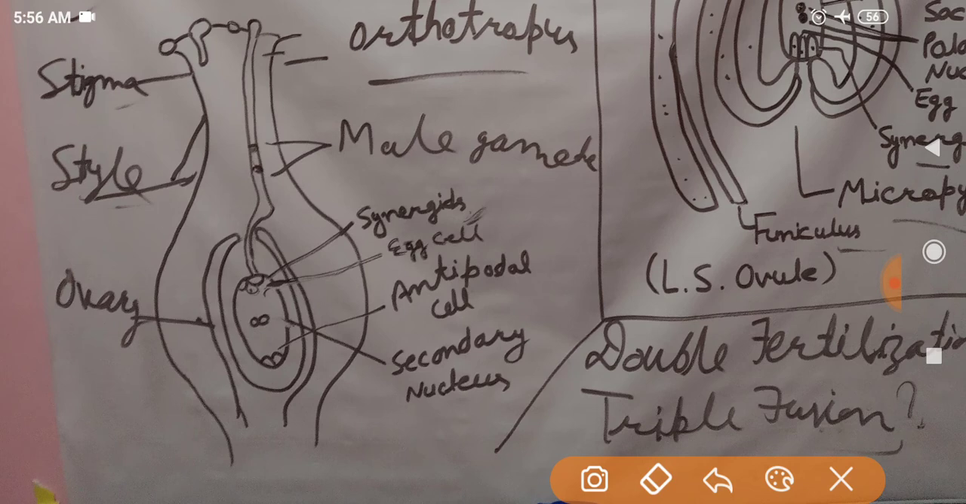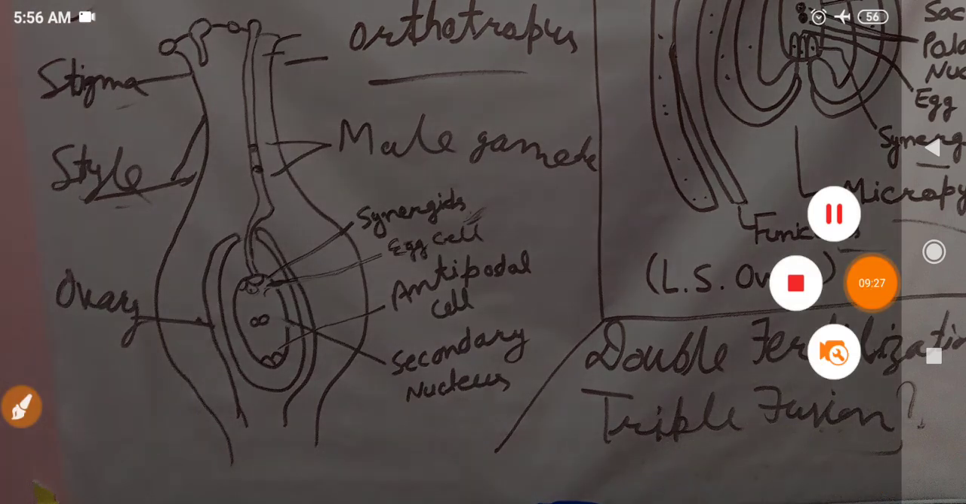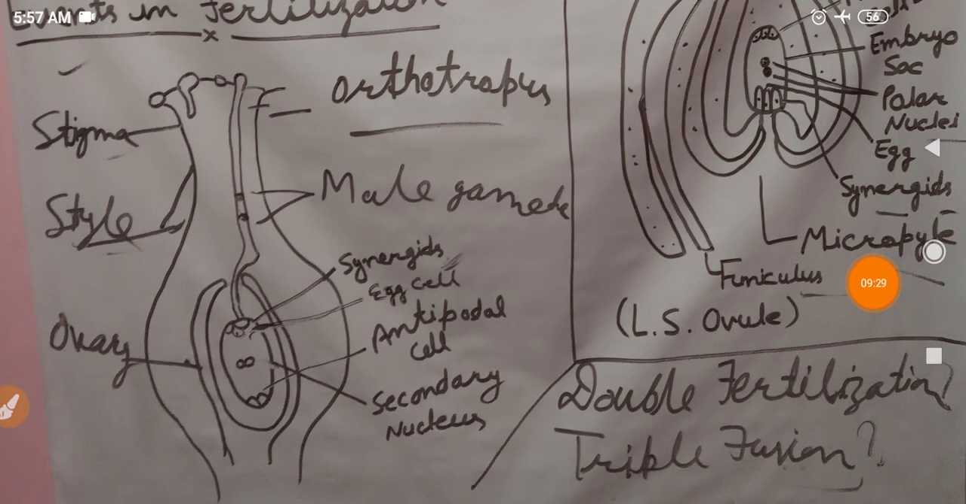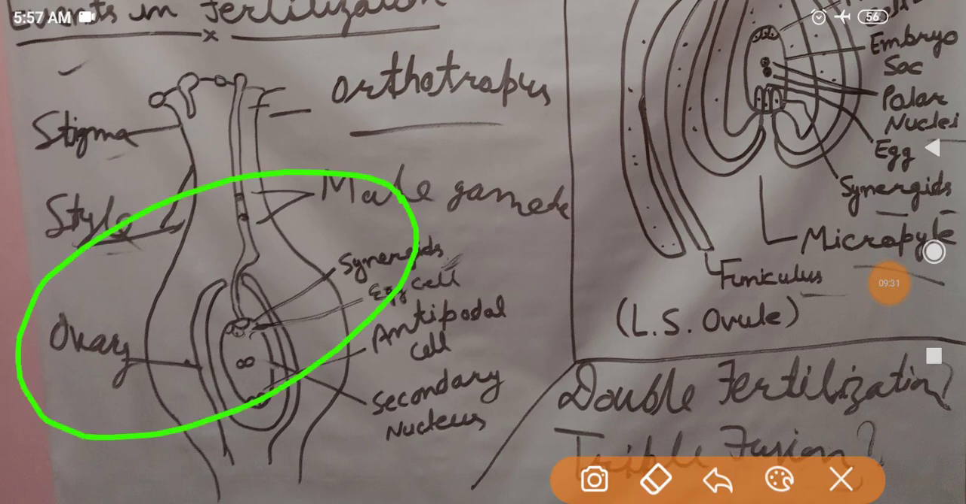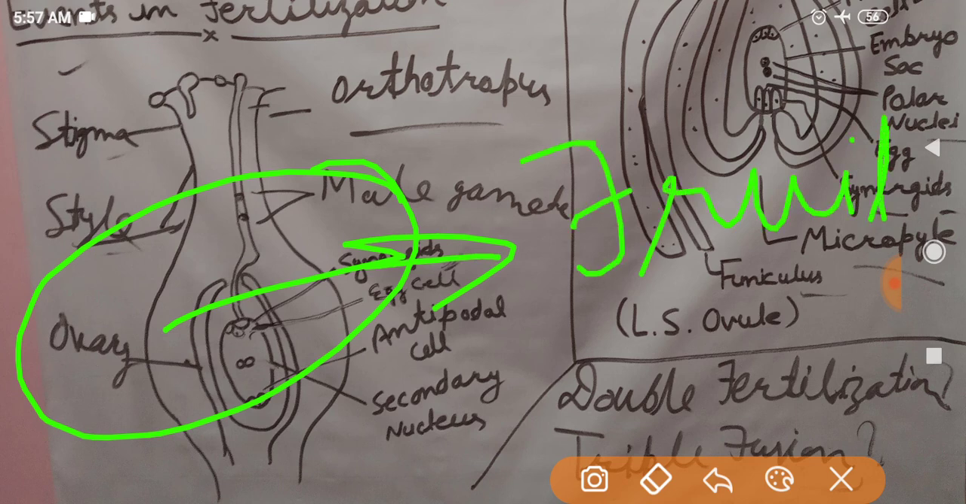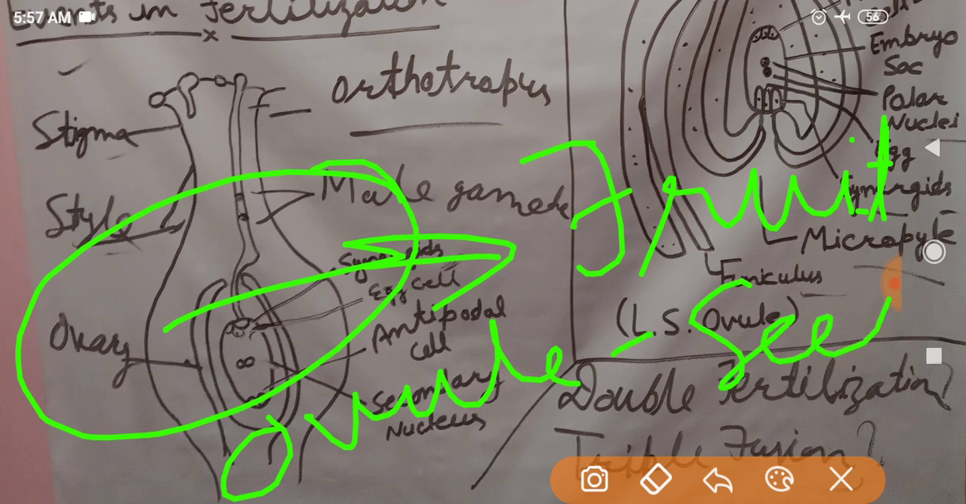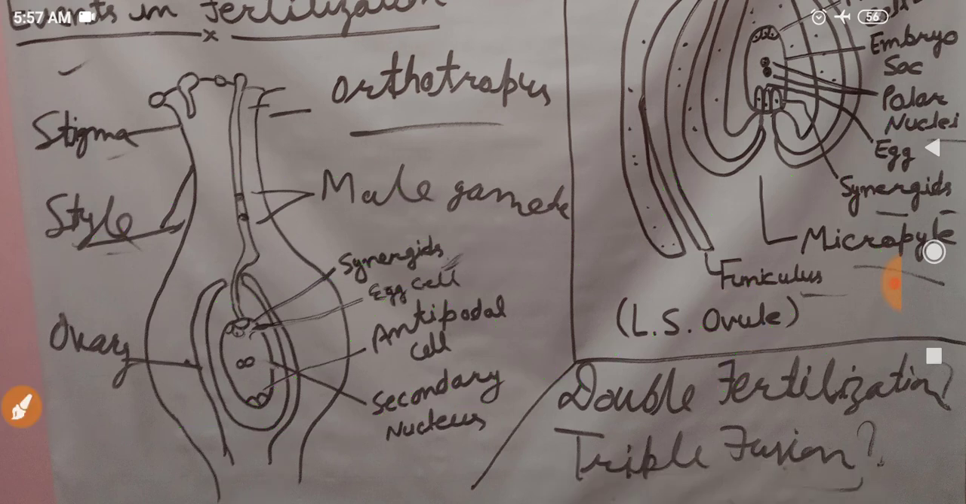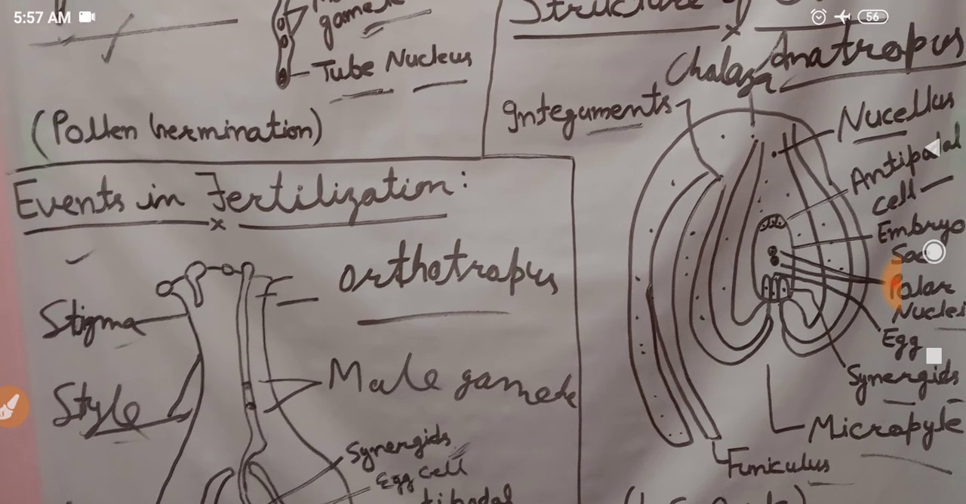After fertilization, the ovary changes into fruit, and the ovule changes into seed. So these are the differences. There are many post-fertilization changes that also occur after the fruit is formed. So this is the full process of fertilization.